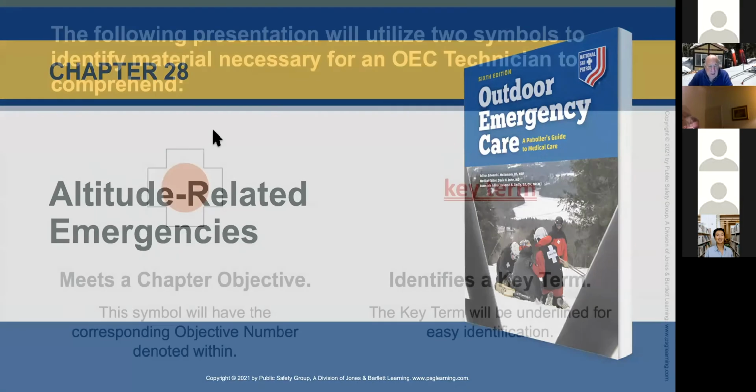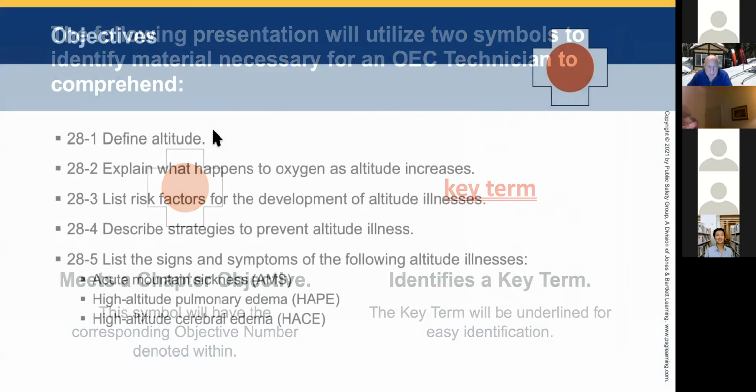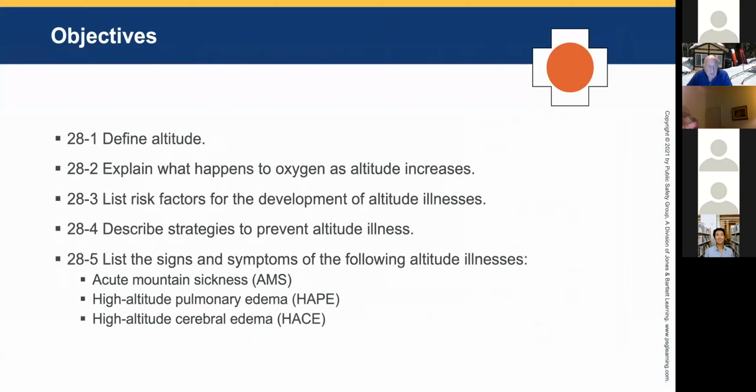We're going to talk about altitude-related emergencies. And it's important because the bottom of the ski area is about 8,600 feet above sea level. The top of the lift is about 9,400 feet. And we're going to talk a little about hypoxia and what happens at altitude.